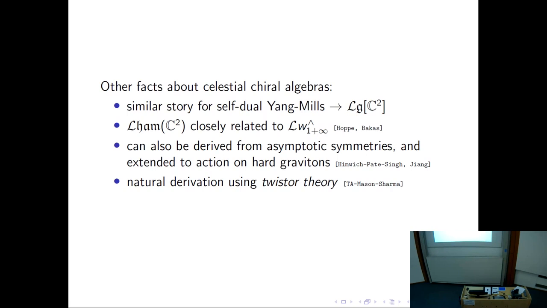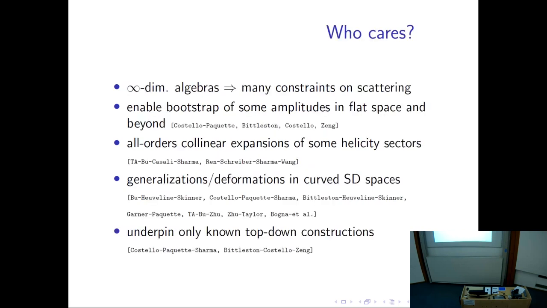But these chiral algebras can also be derived from asymptotic symmetries. They carry some natural action on hard, not soft, gravitons in a scattering problem. And there's also a natural derivation of this algebra using twistor theory, which is something Laura also told us a bit about this morning. I'm not going to say any more about that right now, because in some sense I'm going to give you a more general version of that story later.